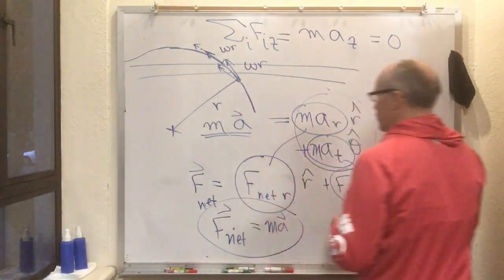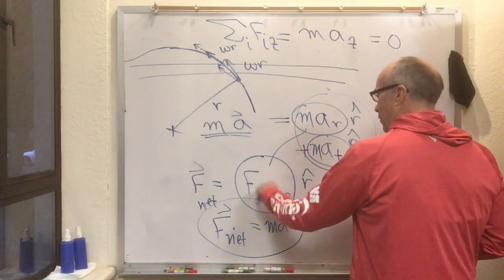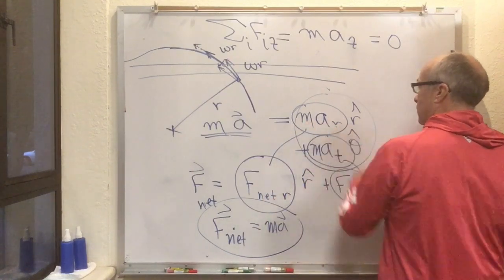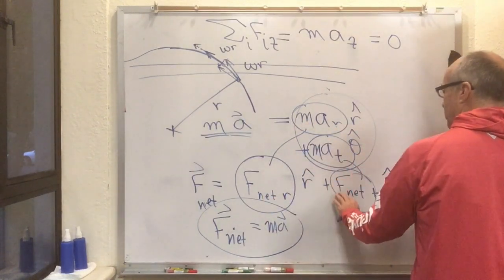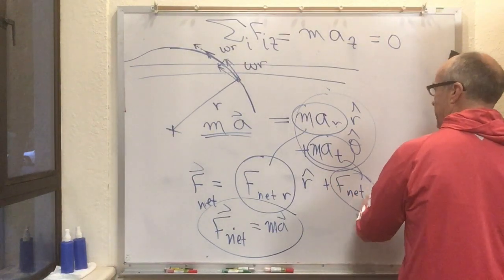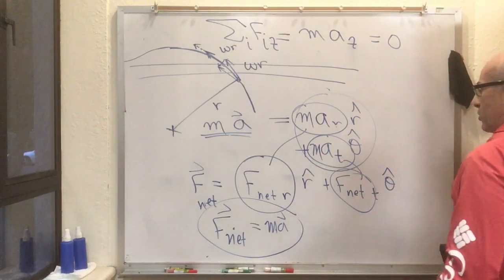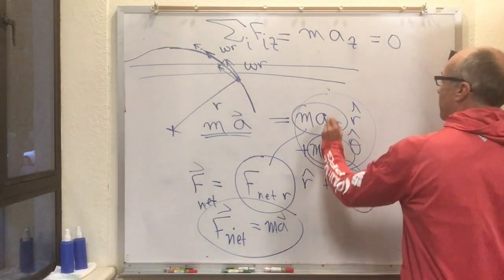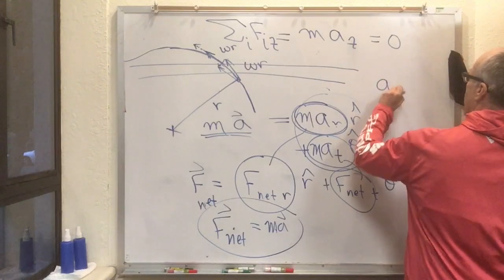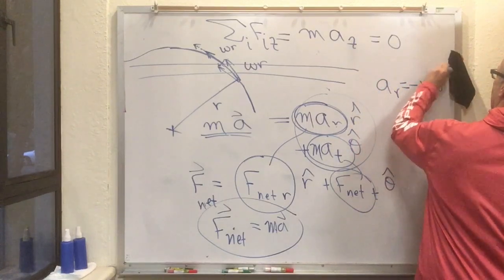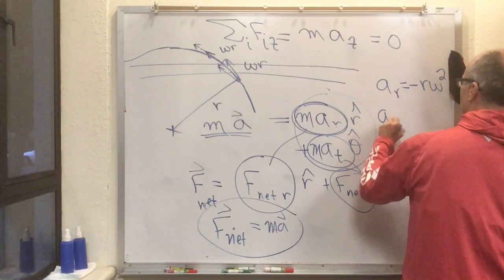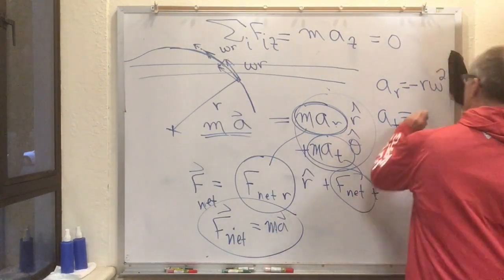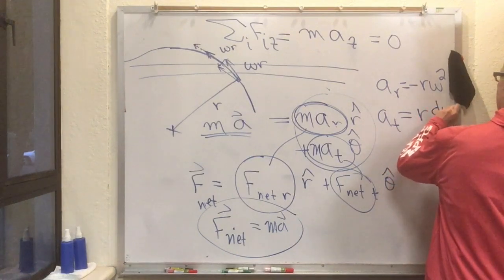So your strategy then is to add up all the radial forces and set them equal to m times the acceleration in the radial direction, and add up all the tangential forces and set them equal to m times a tangential. The only thing that you need to do to finish all this stuff off is to know that a radial is minus r omega squared, and a tangential, I haven't actually given you the formula for, a tangential is r d omega dt.